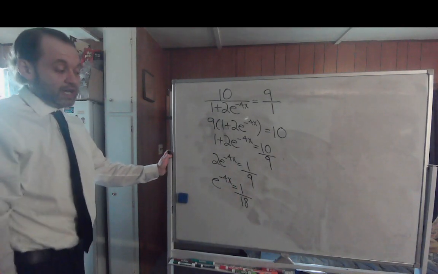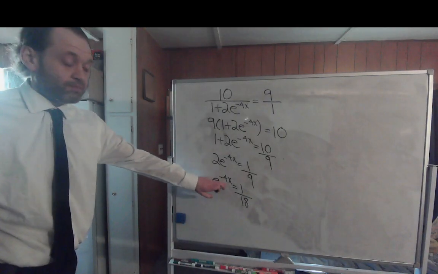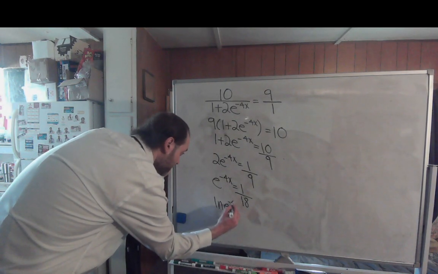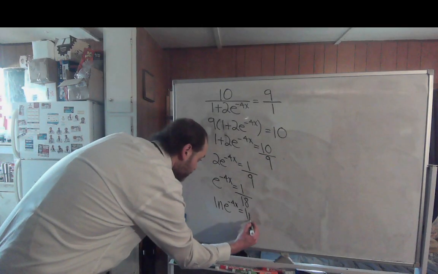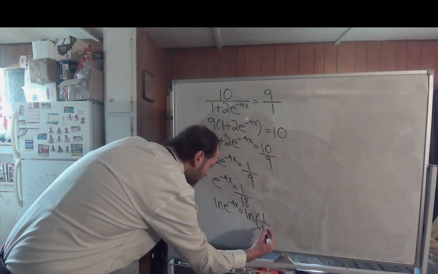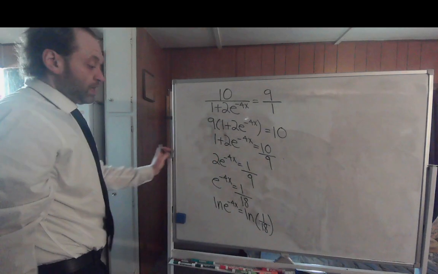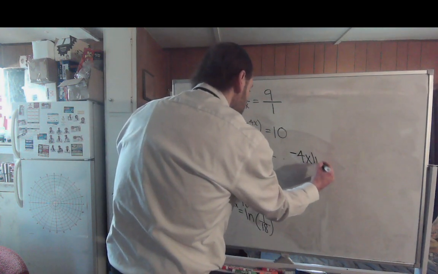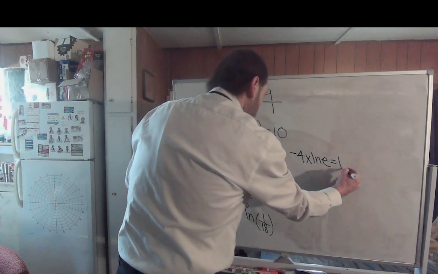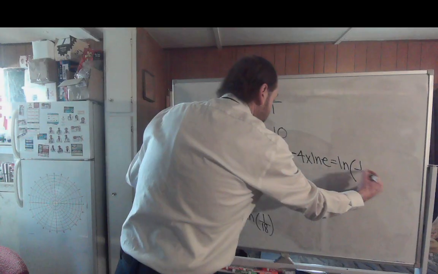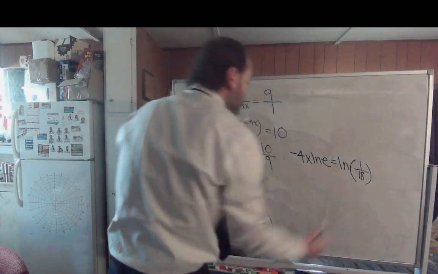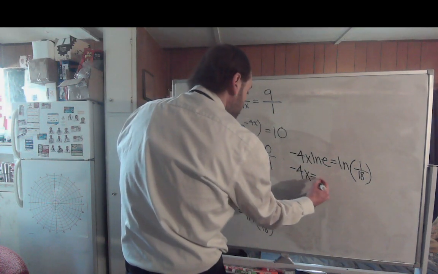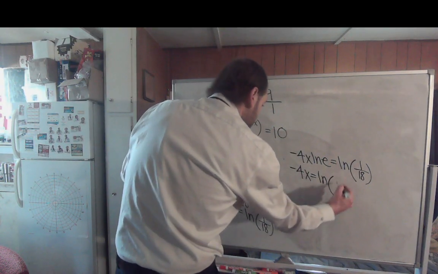And then, of course, we got to pull out the logarithm trick in order to solve for the x. So take the ln of e to the negative 4x. That, of course, would equal the natural log of 1/18, which on the left side you have a power rule, so this will turn into negative 4x times the natural log of e would equal the natural log of 1/18. Natural log of e is 1, so this would be negative 4x equals the natural log of 1/18.